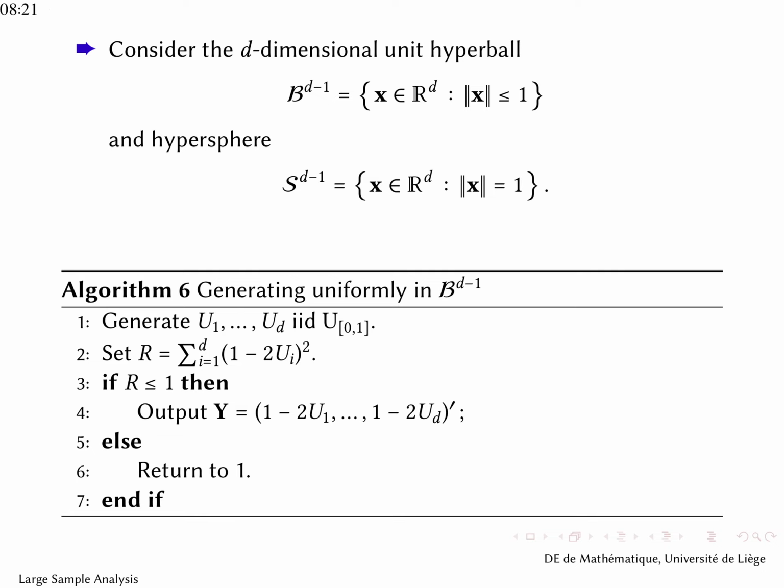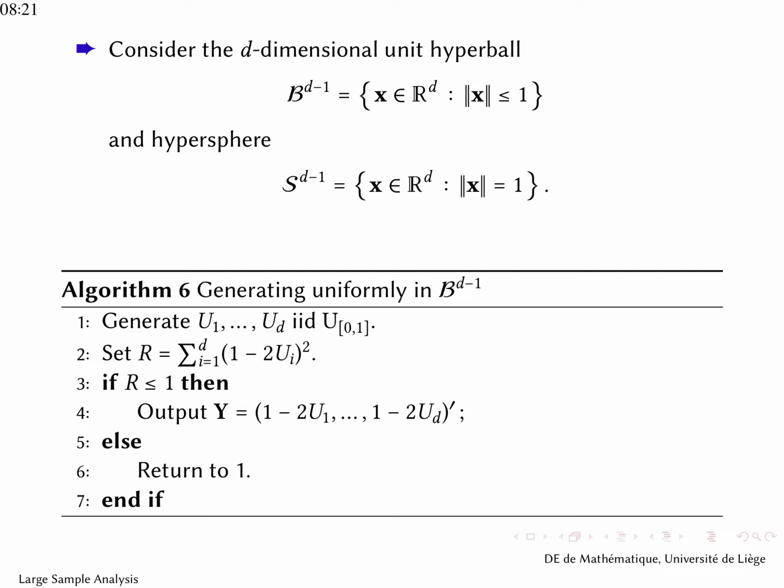To conclude this chapter, let us see how to sample random vectors which are inside a d-dimensional unit hyperball or which are lying on a d-dimensional unit hypersphere. We know that a d-dimensional unit hyperball is all the vectors in d dimensions, so all x element in R^d, for which the norm is smaller or equal than 1. The d-dimensional unit hypersphere are all those vectors for which the norm is exactly equal to 1.